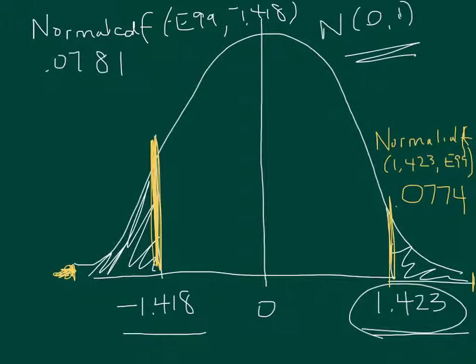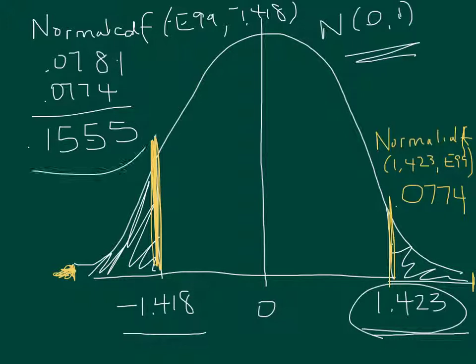And then we'll just add these two numbers up. So if I take this and I add 0.0774, I'll get 0.1555.